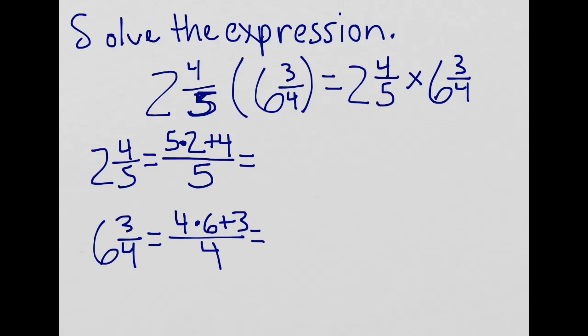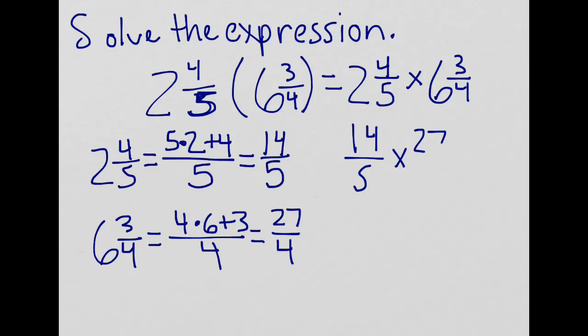So let's do the top one. 5 times 2 was 10, and 10 plus 4 is 14, and it stays over the same denominator, which is 5. Second one, 4 times 6 is 24. 24 plus 3 is 27 over 4. So now that I've changed these mixed numbers to improper fractions, I can go ahead and multiply. I'm going to rewrite 2 4/5 as 14 over 5 times, and 6 3/4 I'm going to write as 27 over 4.